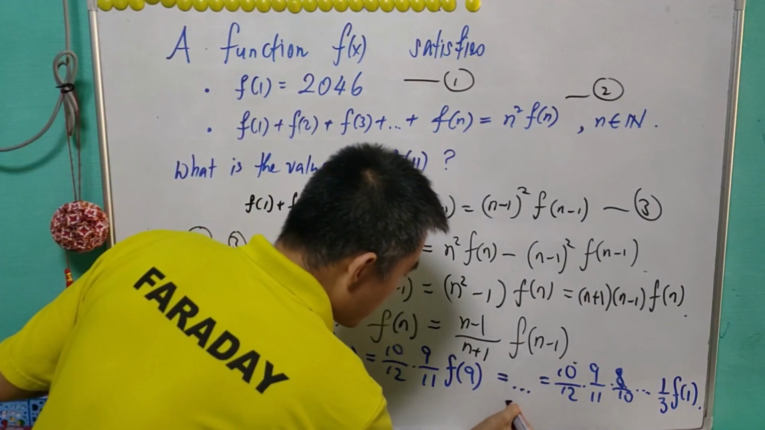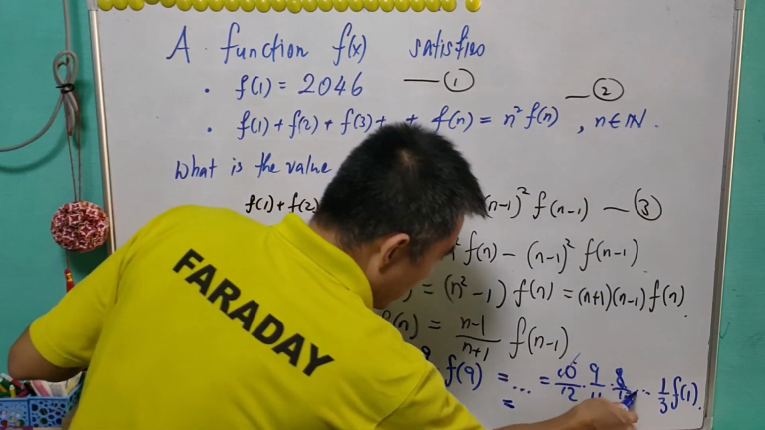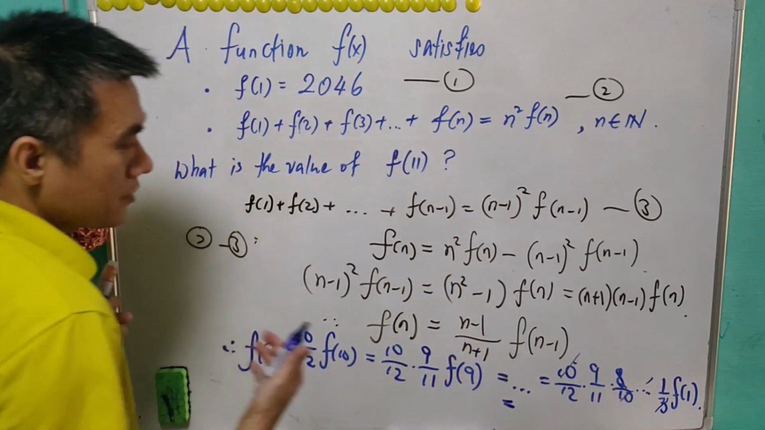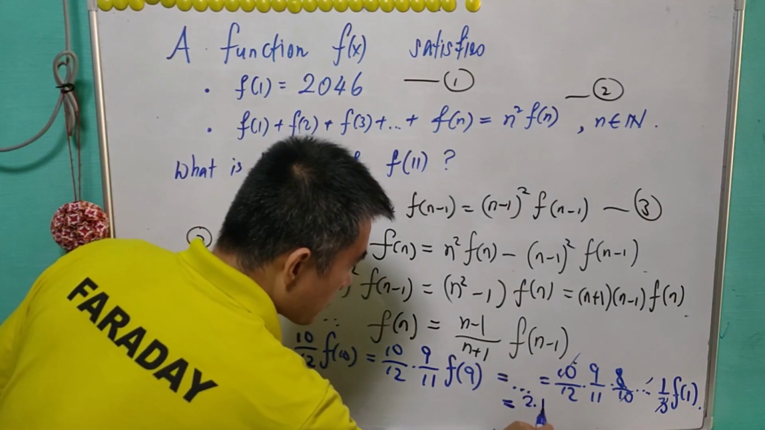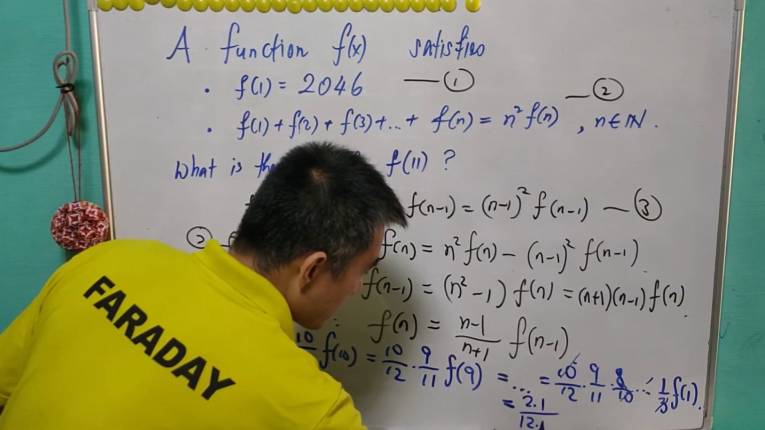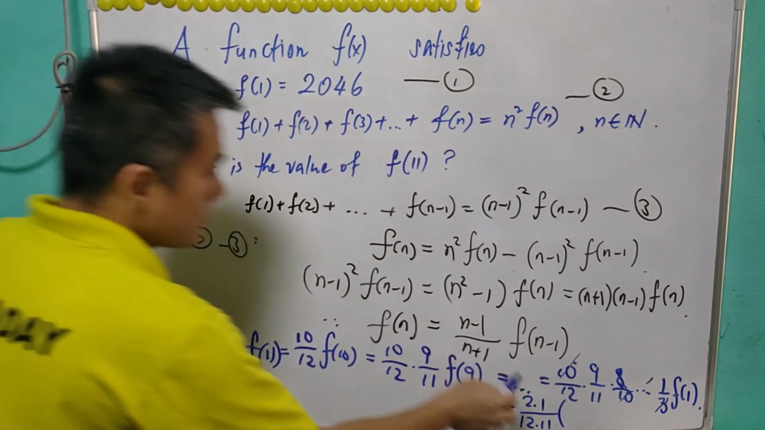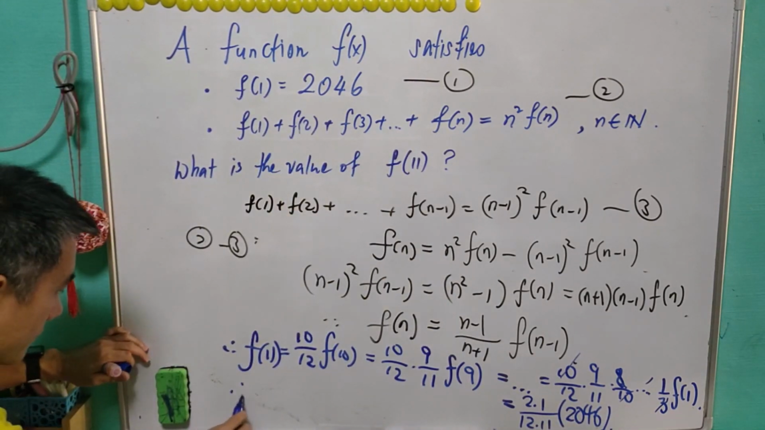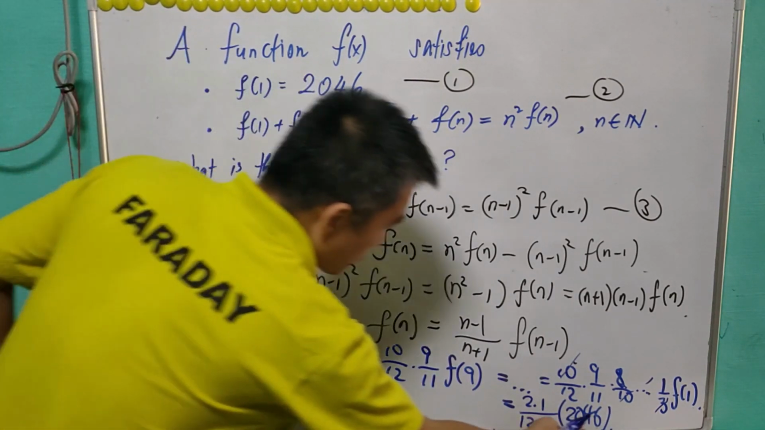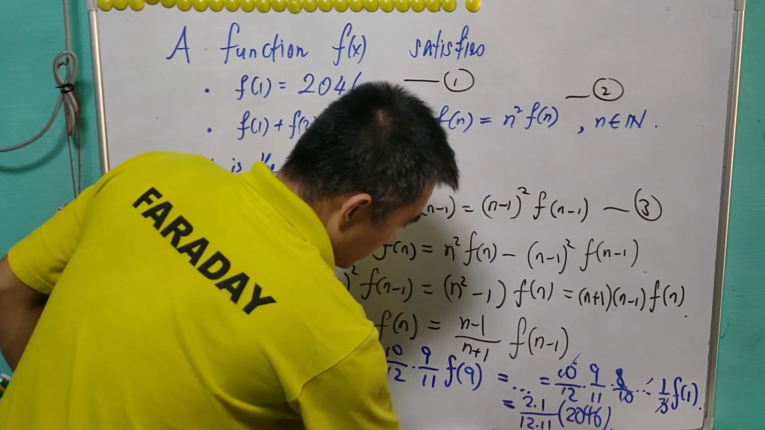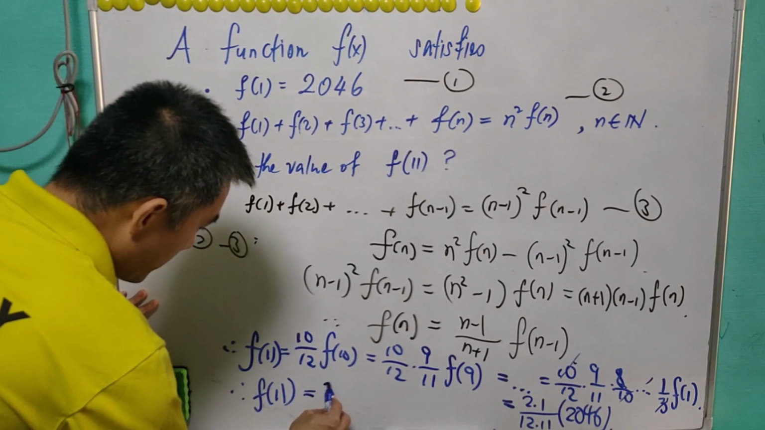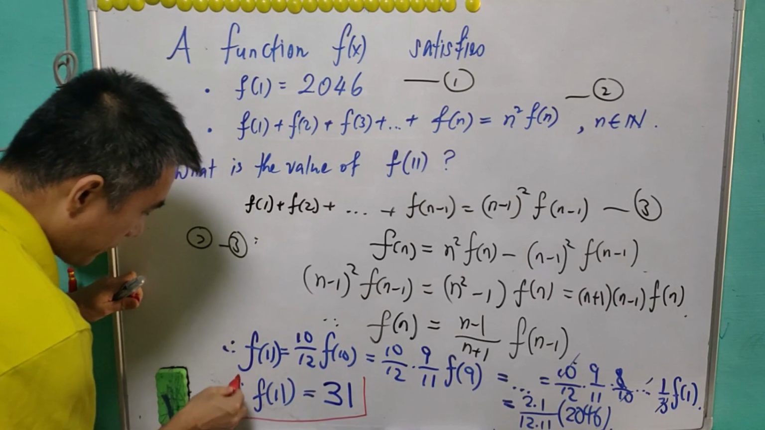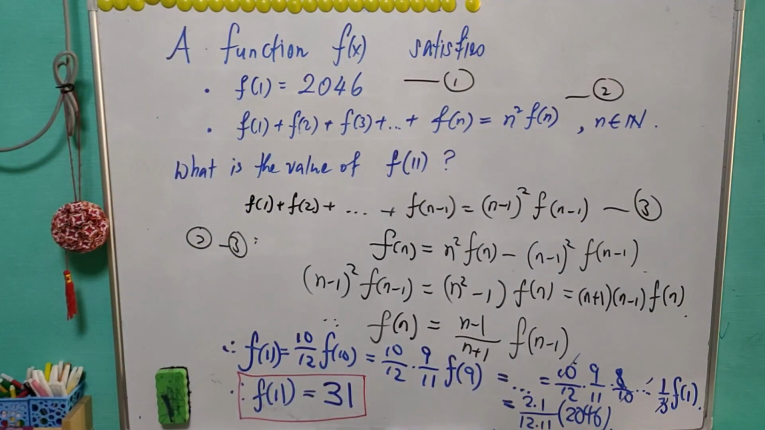And this eventually means that 10 will cancel with 10, 9 cancel with 9, 8 cancel with 8, until 3 cancels with 3. So what we have is 2 times 1 over 11 times 12 of f(1), and f(1) is 2046. So with this, f(11) is equal to 2046 over 66. And after calculation, this will be equal to 31. And therefore, f(11) is equal to 31.